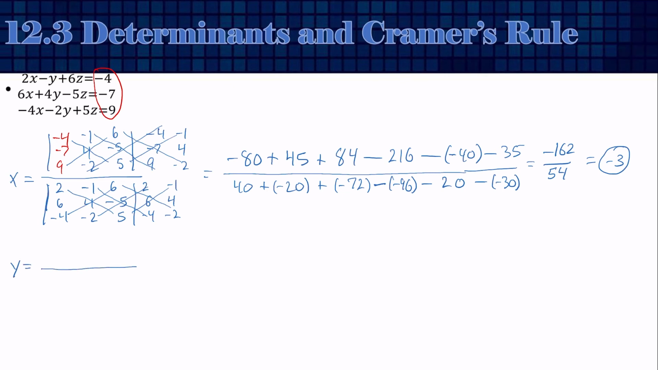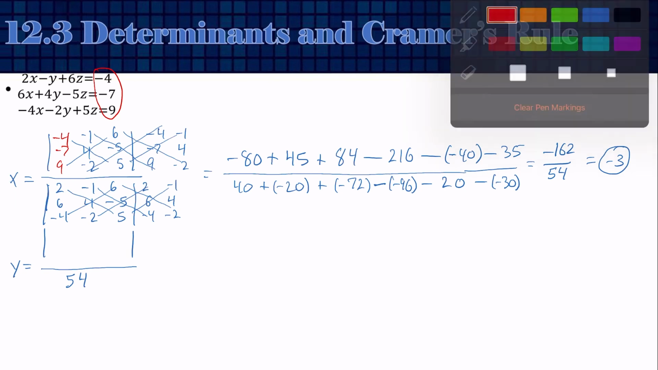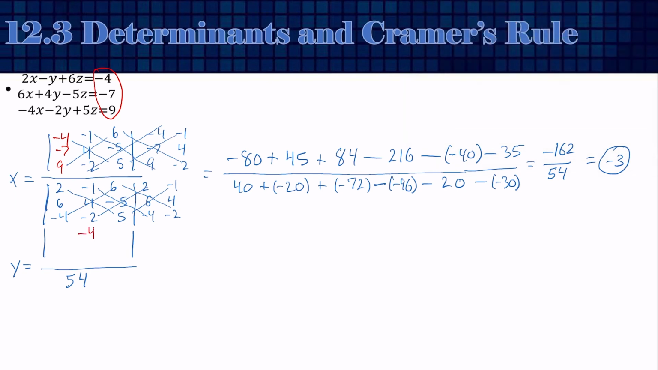For the y, the bottom stays the same. So I know my bottom is 54. There's no need of recalculating it. On the top, the y column is the constants. The other two columns are just the coefficients. So the x column is just the coefficients of the x's, same as it was below. And the z column is just the coefficients of the z's, same as below.